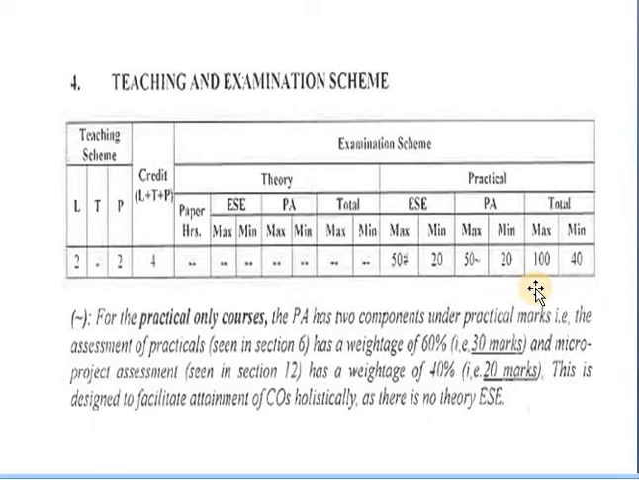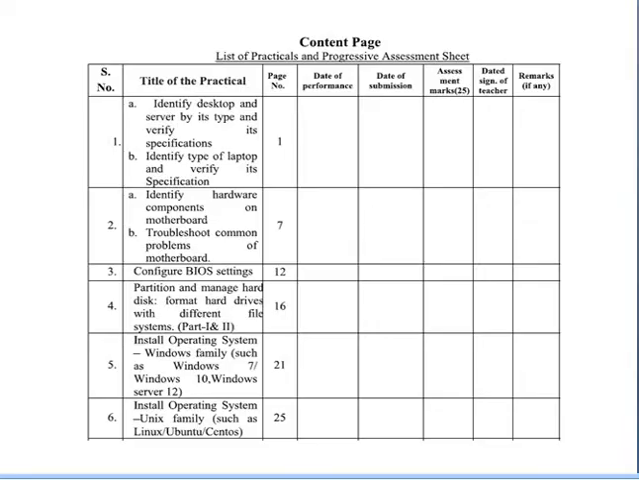Let us see the practical list of this subject. There are a total of 14 practicals available in our manual. First, identify desktop and server by its type and verify its specification. This point we already discussed in our theory video lecture: what is meant by a desktop computer, the types of desktop, the specification of a desktop, laptop and server, and the types of server. We already learned the components of a desktop machine, laptop and a server.